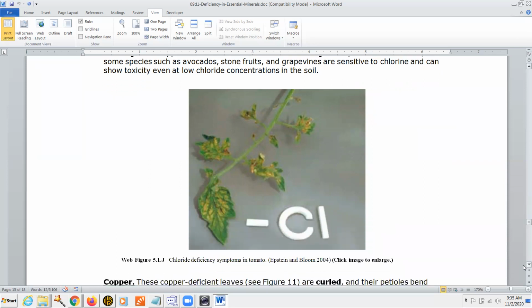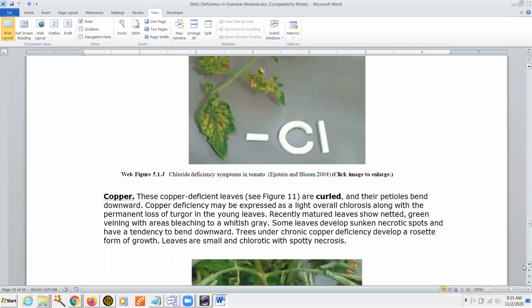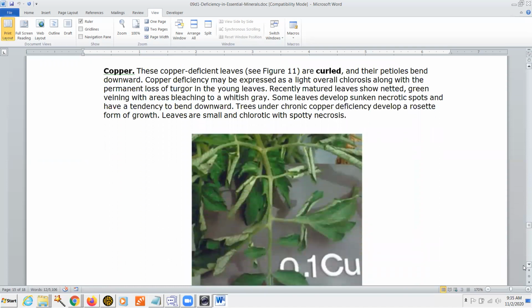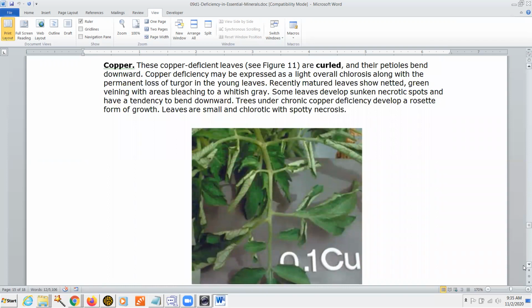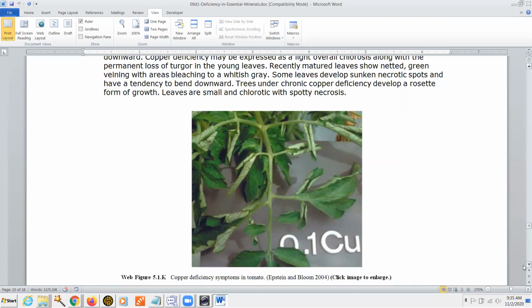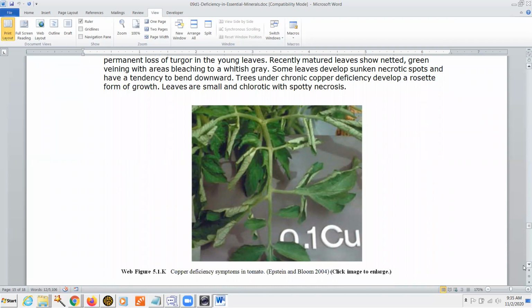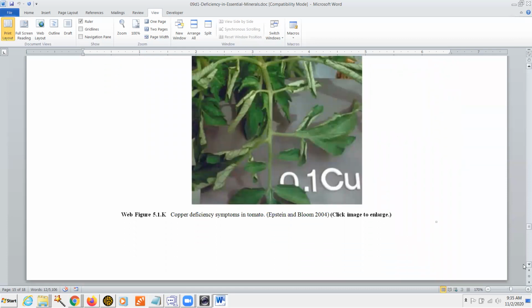So here you can see some intervenal chlorosis, clearly high-stressed plants. They do not like too much chloride. Here you can see a leaf curling symptom of copper deficiency. That's a very common symptom. And once this continues for long enough, the leaves will turn chlorotic with little spots of necrosis. Very difficult to know for sure. There are diseases or even certain insect pests that will cause the similar leaf curling or leaf rolling appearance.